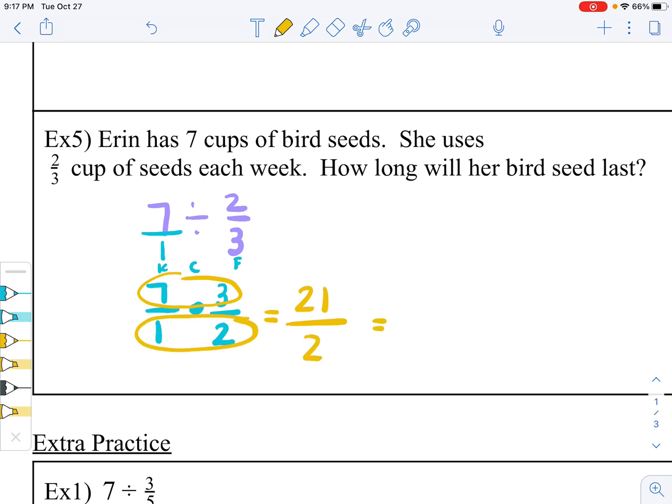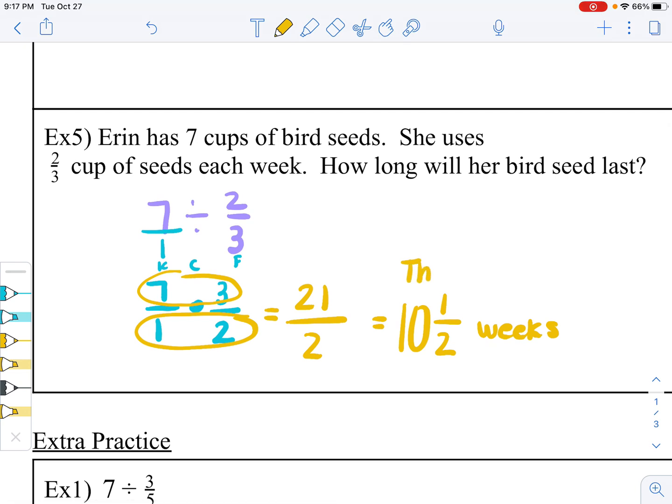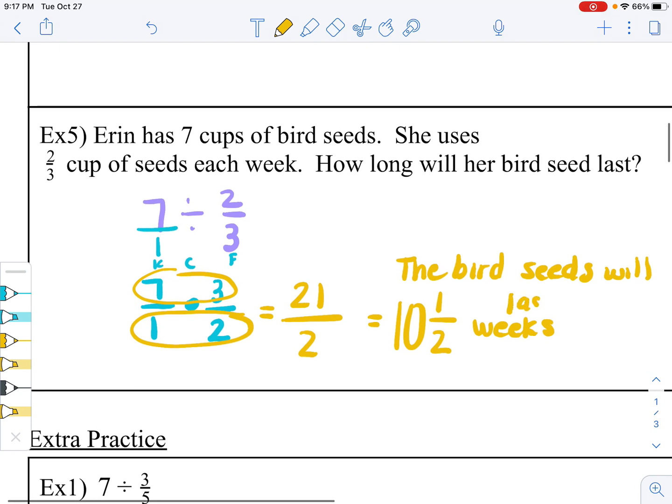Now we wouldn't say we have 21 over 2 weeks. We have to make this a mixed number. So 2 goes into 21 10 full times with 1 left over out of 2. And this is 10.5 weeks. If we wanted to say this in a more elaborate way, we can say the bird seeds will last 10.5 weeks.